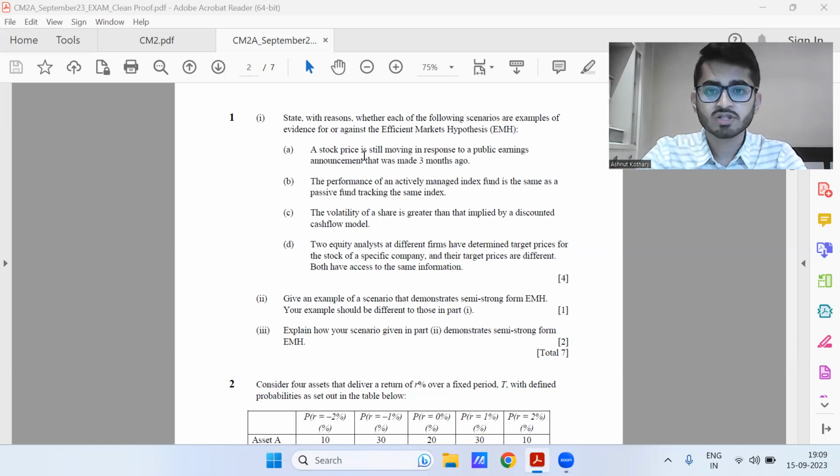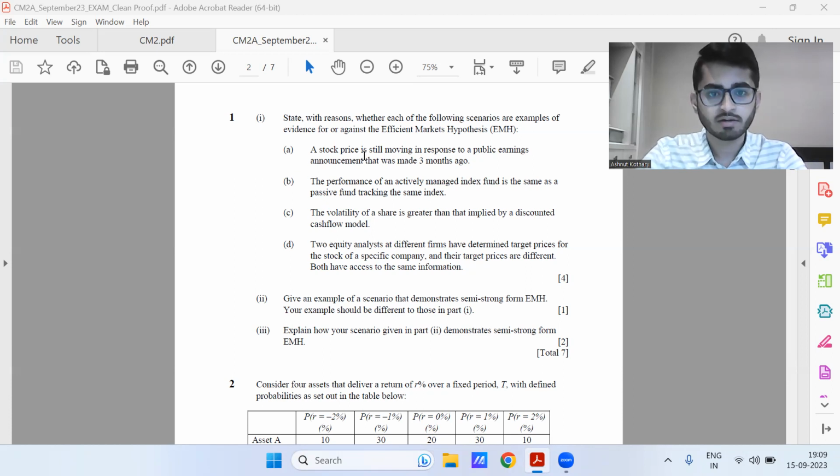Part C: the volatility of a share is greater than implied by a discounted cash flow model. This is relatively straightforward. It's covered directly in the material as well, when you would have read about Shiller's volatility test and so on. So this is in clear violation of, or provides evidence against, EMH.